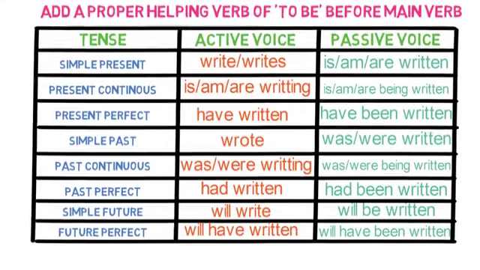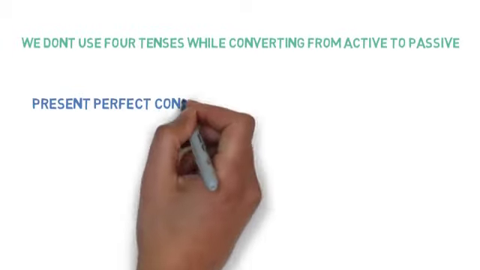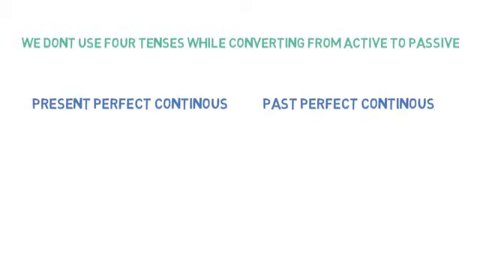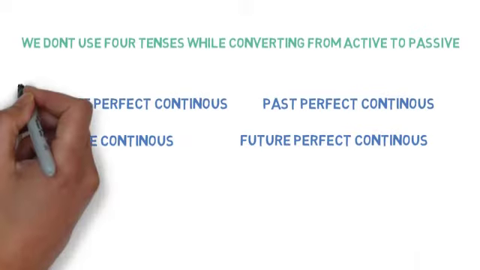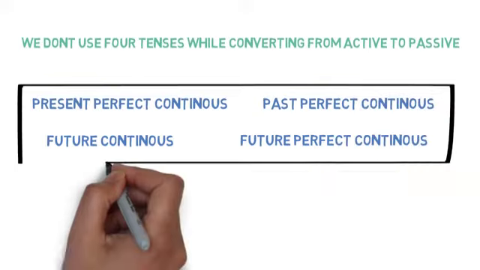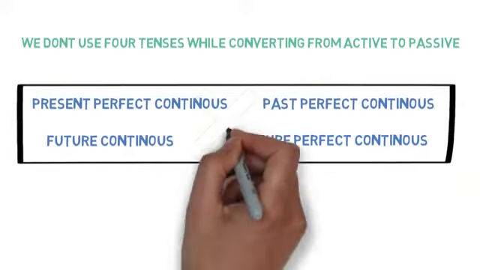Now, you must have noticed that we haven't used 4 tenses which are present perfect continuous, past perfect continuous, future continuous and future perfect continuous. In English grammar, we don't convert sentences of these tenses to passive as it is not grammatically correct.